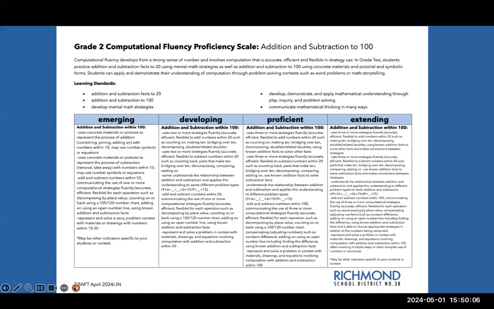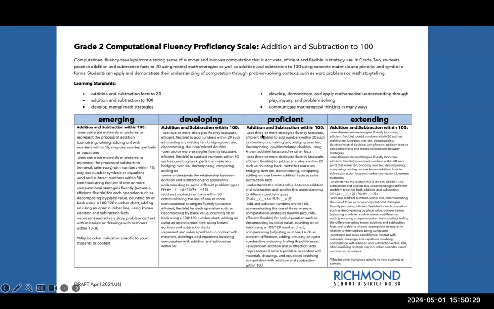This is what the addition and subtraction to 100 proficiency scale looks like for grade 2. You can see addition and subtraction is both the facts to 20 as well as addition and subtraction to 100. For grade 3, that would be to 1,000. And then it increases with numbers as students get older. And then includes decimal addition and subtraction in grade 4 and grade 5.